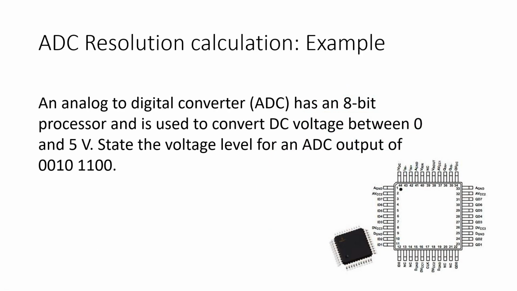So let's put this into some kind of context, an example. Say we have an analog to digital converter, and it's an 8-bit processor, and it's used to convert DC voltage between 0 and 5 volts. So whatever our application is, we want to measure 0 to 5 volts. And the output of this ADC is given as a binary number, 00101100. And what we're asked to do is find what that voltage is.